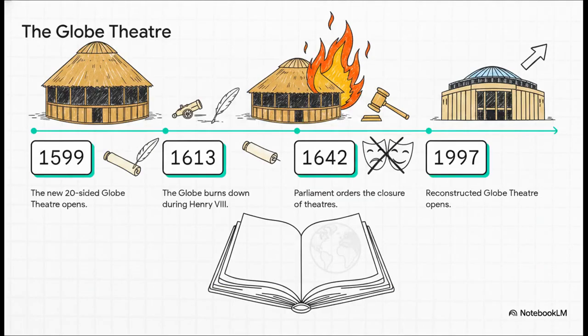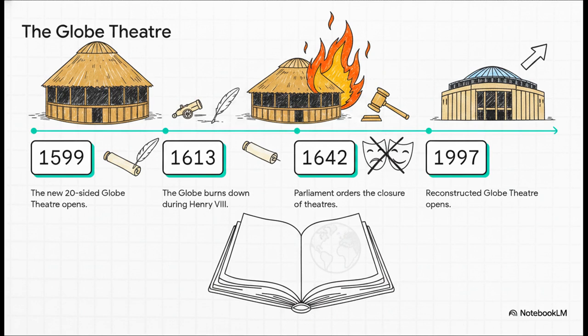Let's trace the incredibly dramatic rise, fall, and rebirth of this iconic building. In 1599, the new Globe Theater opened its doors, hosting masterpieces like Hamlet and Macbeth. But then, in 1613, disaster struck. During a performance of Henry VIII, a theatrical cannon was fired to announce the king's arrival, and it set the thatched roof on fire. No way, right? The entire Globe burned to the ground in under an hour.